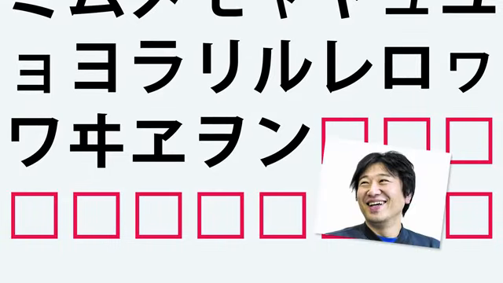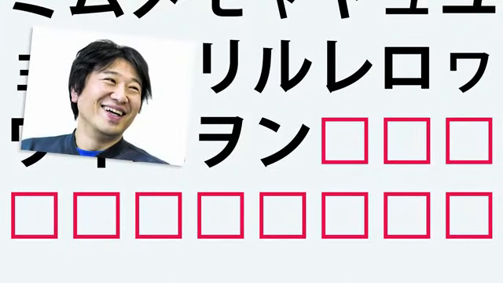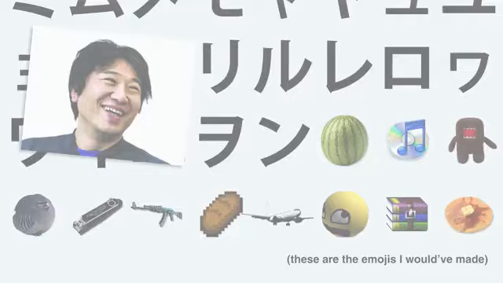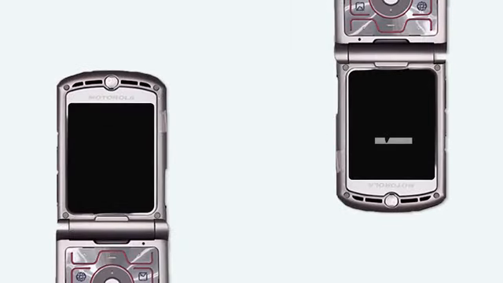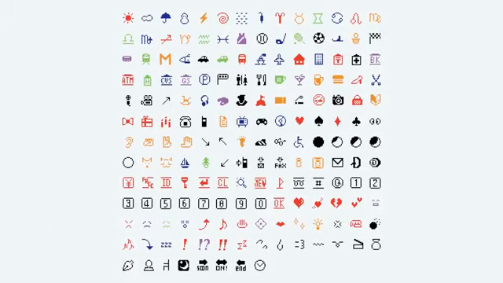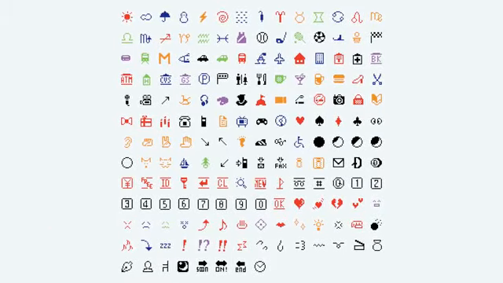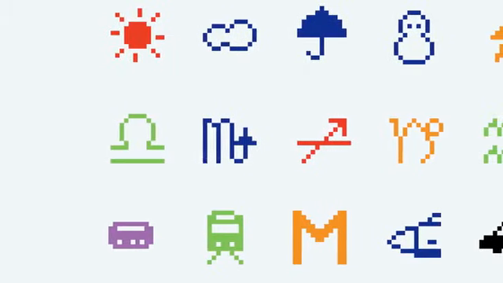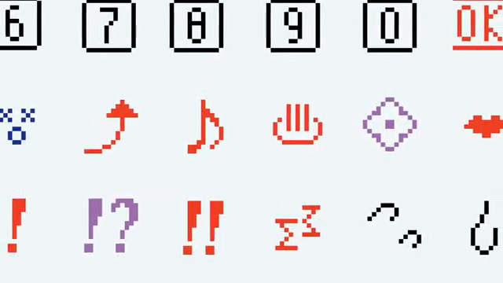So that's when Shigetaka Kurita said, "Hey, why don't we put little pictures in our text encoding so people can send pictures without using the bandwidth it takes to actually send a picture?" It's a great idea, but he actually wasn't the first to have it. This is Shigetaka Kurita's original set of 176 emojis. These were the first on a phone and the first to really take off and be used en masse.